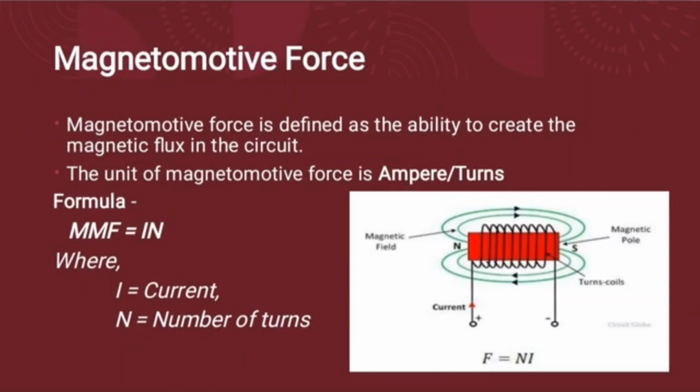The third topic is magnetomotive force. The magnetomotive force is defined as the ability to create magnetic flux in the circuit. We know the electrical circuit: in the electrical circuit, voltage is necessary to move electrons from one position to another. The same work is done by the magnetomotive force. Its formula is MMF is equal to I into N, where I means current and N means number of turns. That is the ability to create magnetic flux in that particular circuit.